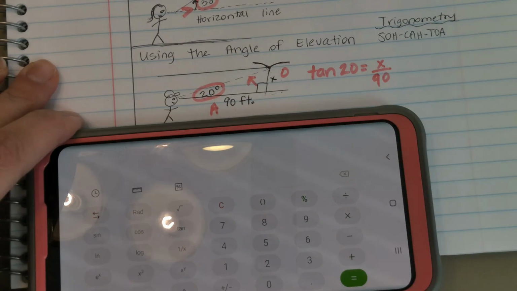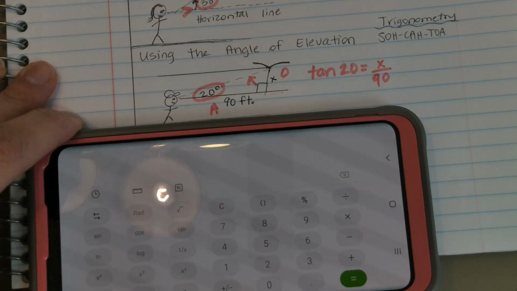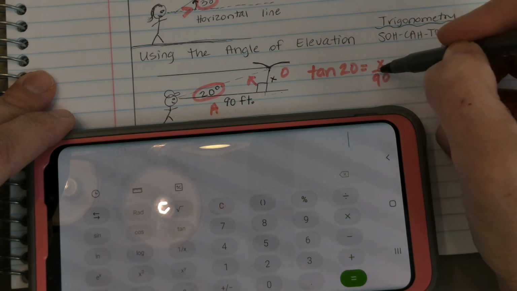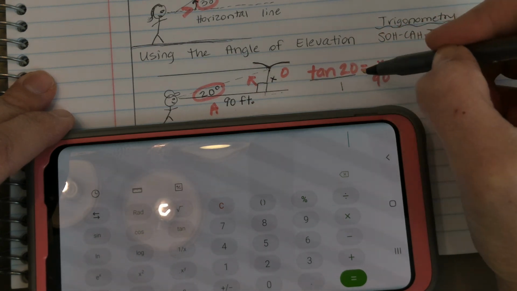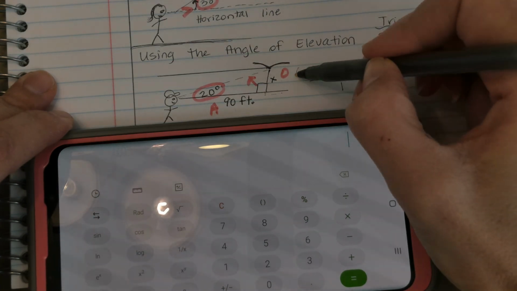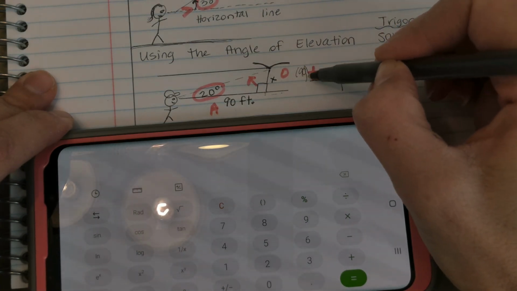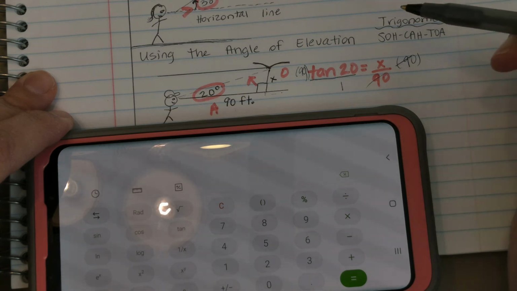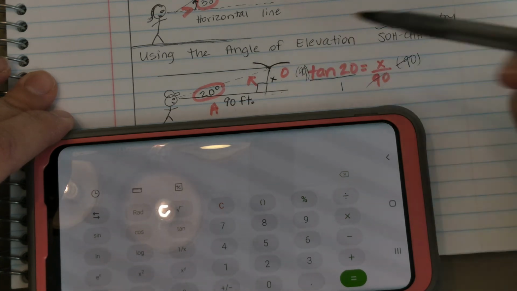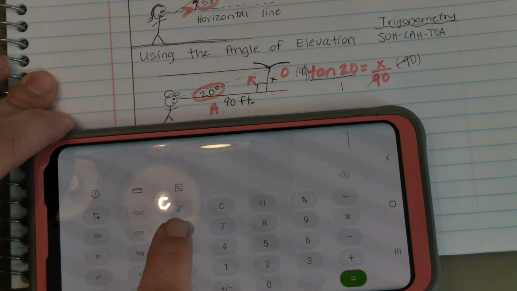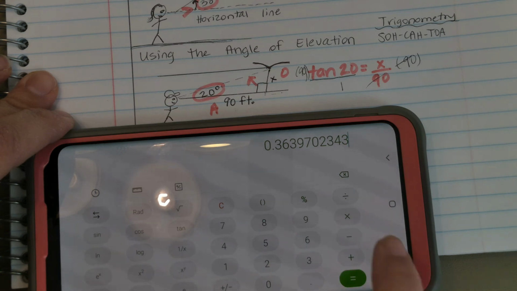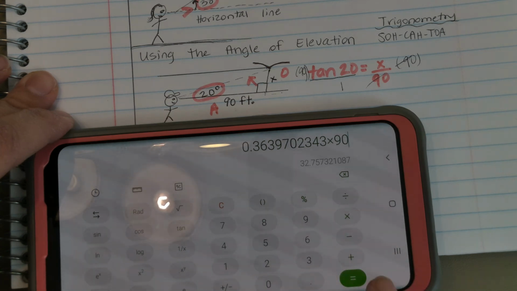Okay, so I need to do tangent 20, and then it equals x times 90. Remember that I told you guys you could think about cross multiplying, like that's over 1 cross multiply, or you could just think about multiplying by 90 to both sides. That way it cancels. So there's more than one way to think about it, but either way I need to do tangent 20 and multiply times 90. So I could do tan 20, press equals on mine at least, and then times by 90.